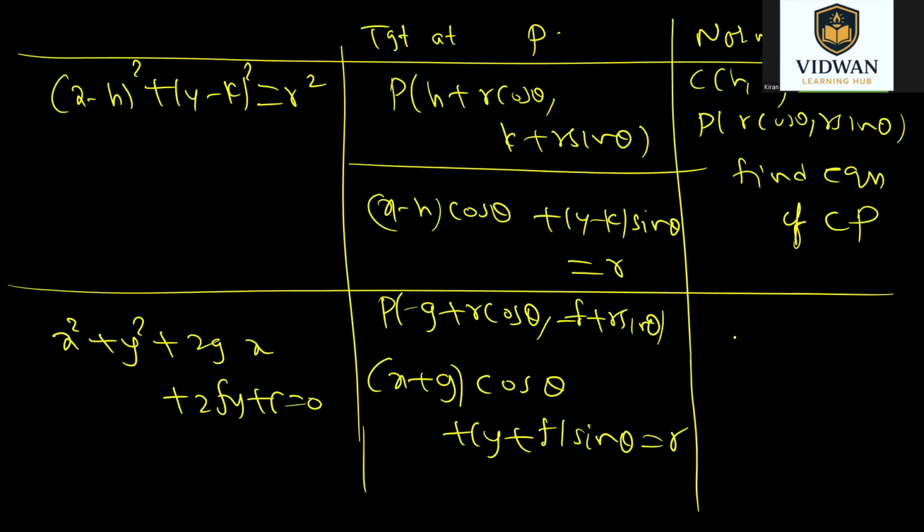And for normal, same thing. The center is minus g, minus f. And I think P I wrote wrong here. What was the point P in the previous case? I had to add, because there is this point. I was supposed to write h plus r cos theta, k plus r sin theta.